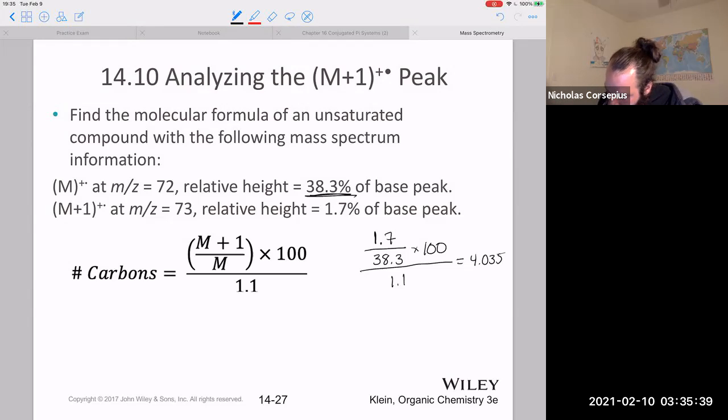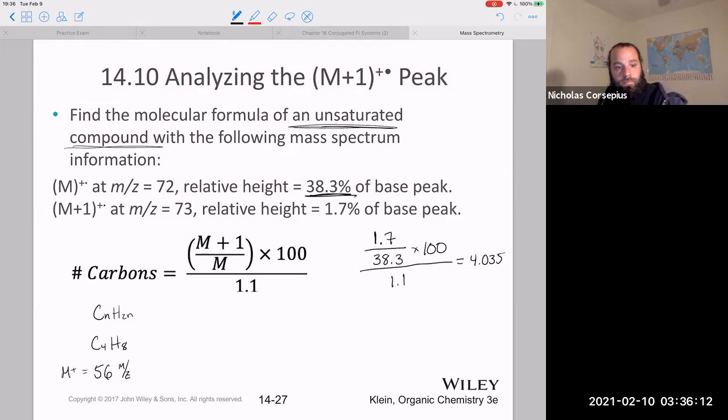Here, my molecular formula is for an unsaturated compound. So again, we don't know where to start, but let's just start with the molecular formula for a simple unsaturated hydrocarbon. That would be CnH2n. So this would be C4H8. If we plug that into our calculator, we would expect that the molecular ion would have an M/Z of 56. Well, clearly that's not what we get, right?